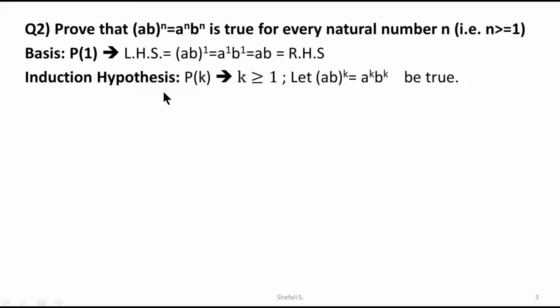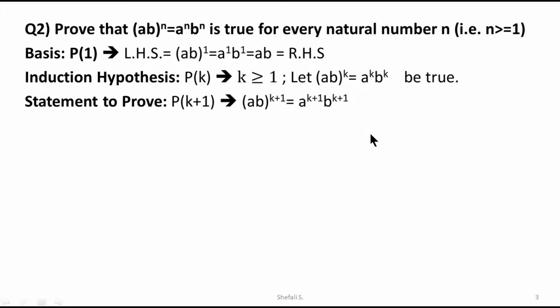I'll go for the induction hypothesis, where K, an integer value, is the exponent which is greater than or equal to your base condition, and in this case, the base condition is 1. So let AB group for K times be equal to A for K times and B for K times, and let that particular statement be true. That is the induction hypothesis.